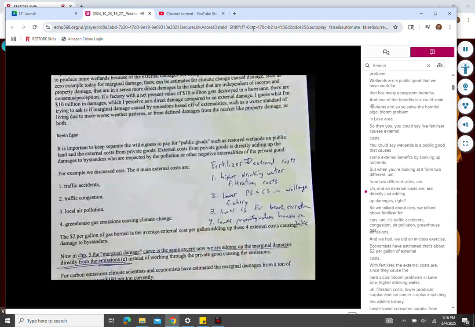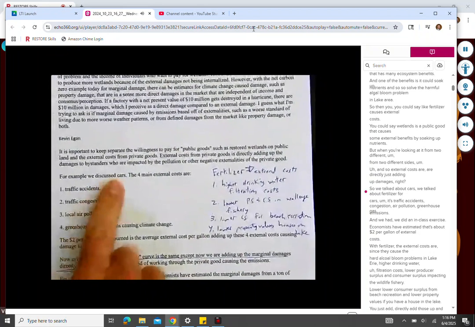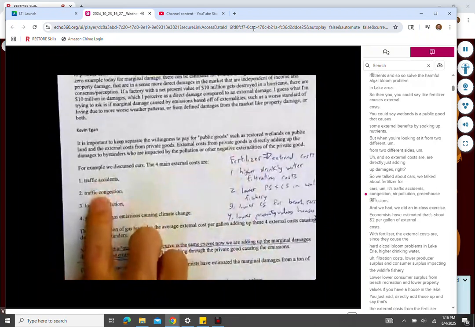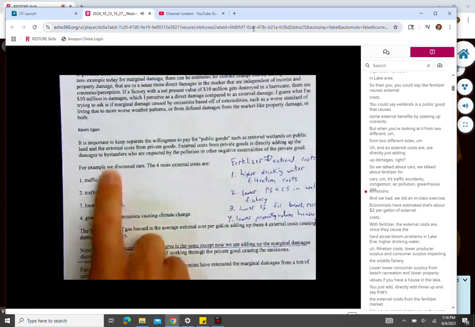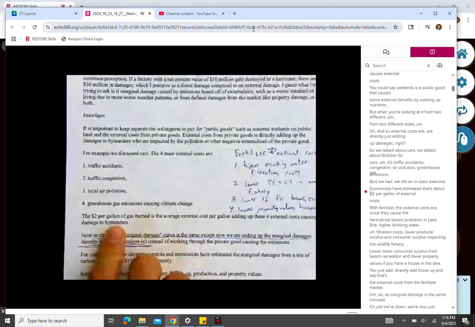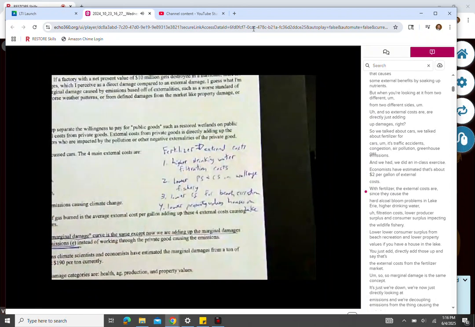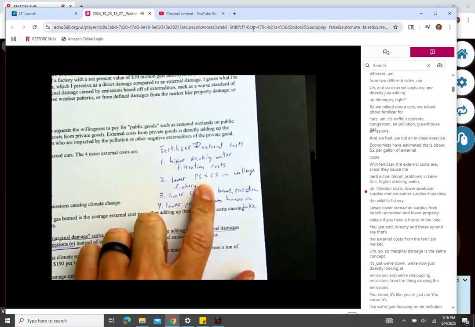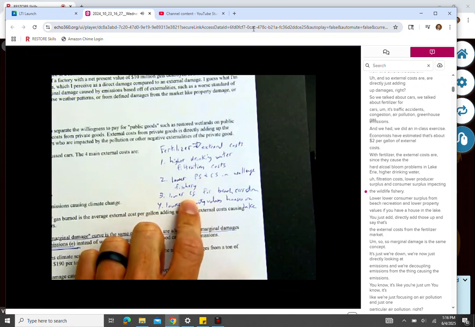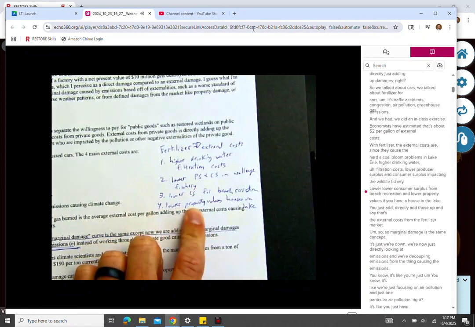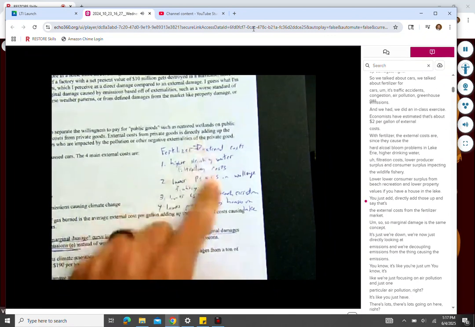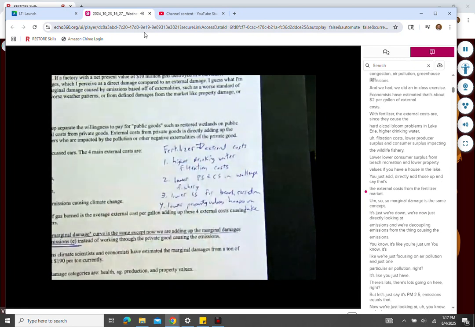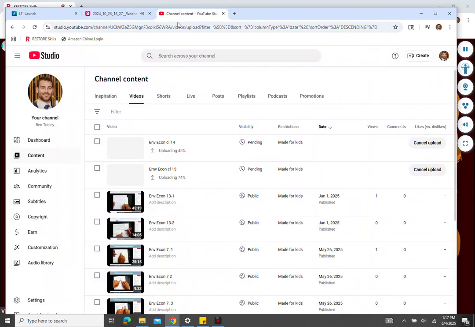And so external costs are directly just adding up damages, right? We talked about cars, and we talked about fertilizer. For cars, it's traffic accidents, congestion, air pollution, greenhouse gas emissions. We did an in-class exercise. Economists have estimated that's about $2 per gallon of external costs. With fertilizer, since it causes the harmful algal bloom problems in Lake Erie, the external costs are higher drinking water filtration costs, lower producer surplus and consumer surplus impacting the wildlife fishery, lower consumer surplus from beach recreation, and lower property values if you have a house on the lake. You can just directly add those up and say that's the external cost from the fertilizer market.